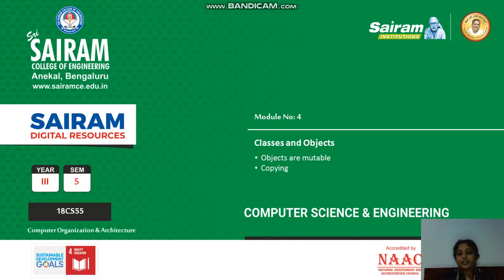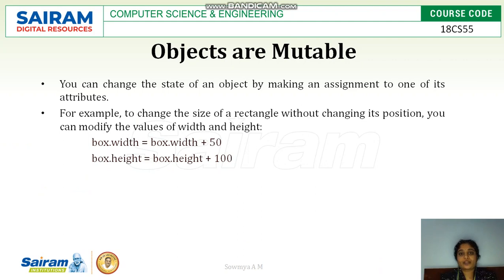Hello everyone, in this video we will see that objects are mutable, and copying methods from classes and objects. So objects are mutable in the sense that you can change the state of an object by making an assignment to one of its attributes. For example, to change the size of a rectangle without changing its position, we can directly change its width by adding the new value to the previous width.